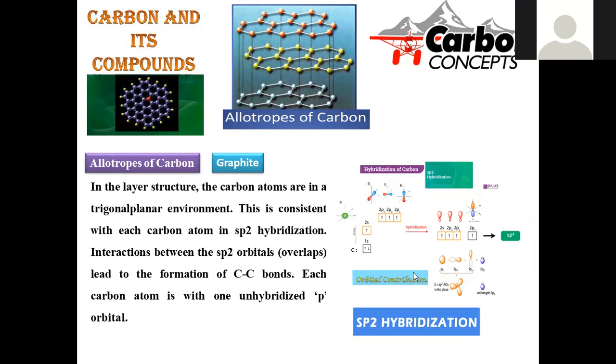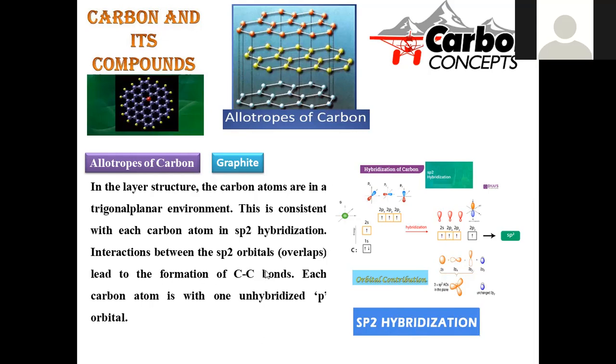And here in sp2 hybridization, you can clearly observe the 2s orbital with 1 electron and the 2p orbitals with 3 electrons. But only the s and two 2p orbitals participate in the mixing by the process called hybridization, and we get 3 hybridized orbitals and 1 unhybridized orbital. This is responsible for the conductivity of graphite. sp2 hybridization will impart the trigonal planar geometry, which we already covered in the earlier session.